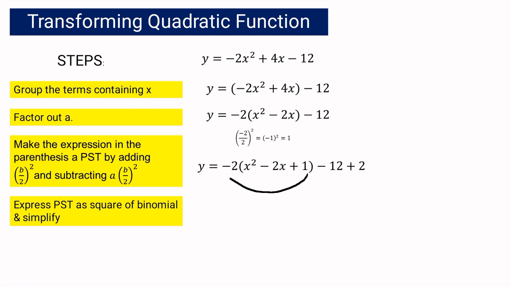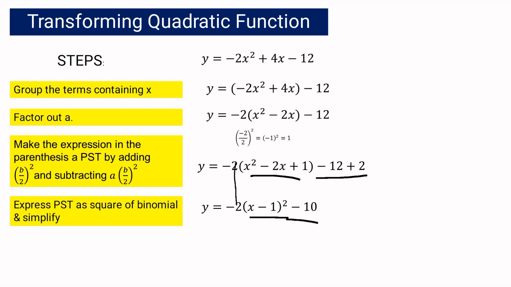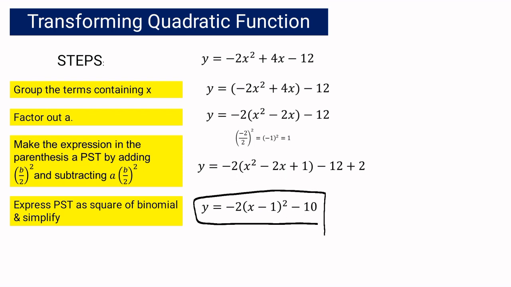For step number 4, we are going to express this perfect square trinomial as square of binomial, and we need to simplify this part. If we do that, then we have negative 2. You just copy negative 2, and this perfect square trinomial will be expressed as quantity x minus 1 squared. That is the square of binomial, and then negative 12 plus 2 is negative 10. And this is now our final answer.